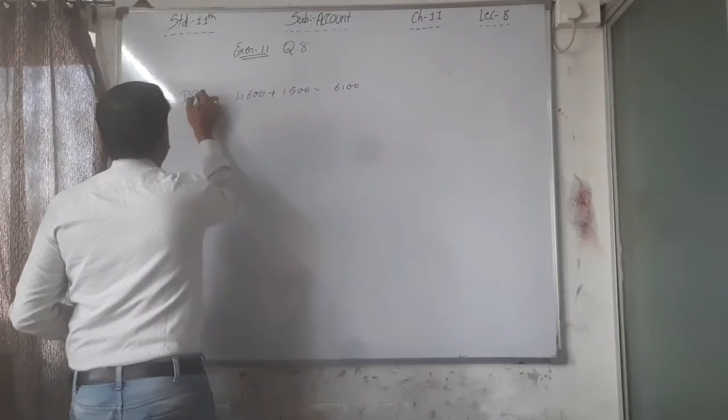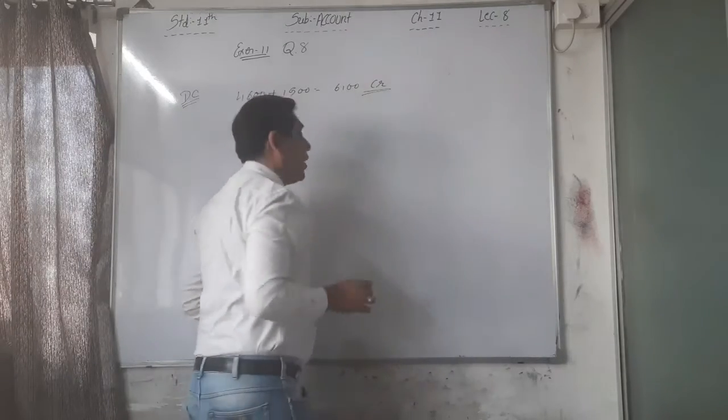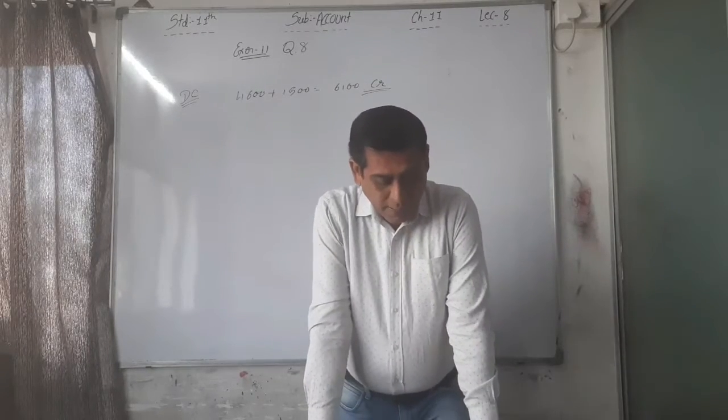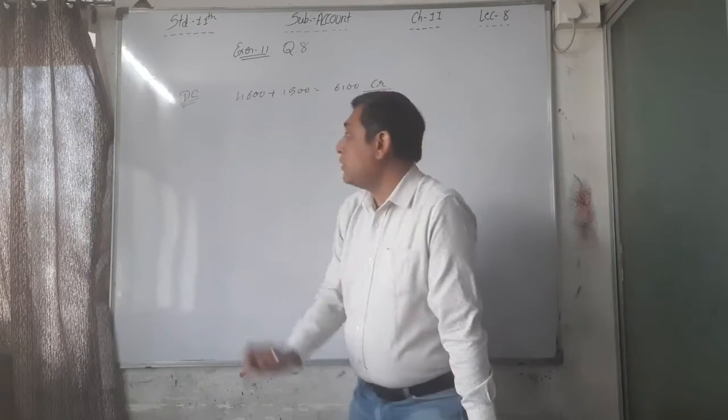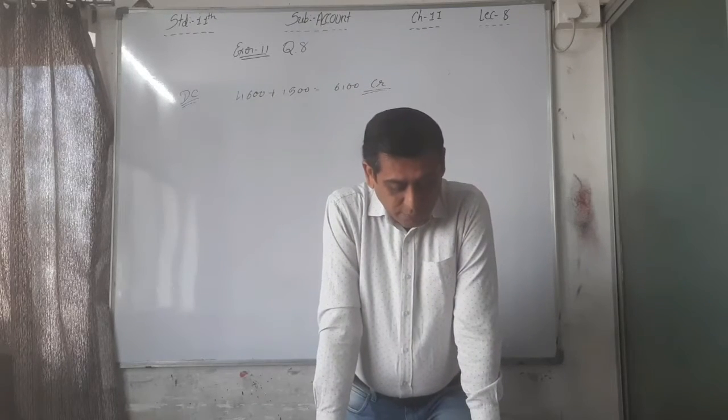DC, checks deposited but not credited. That's why here we have to credit that particular amount. 6100 is credited. Okay, so the second point, only this amount.